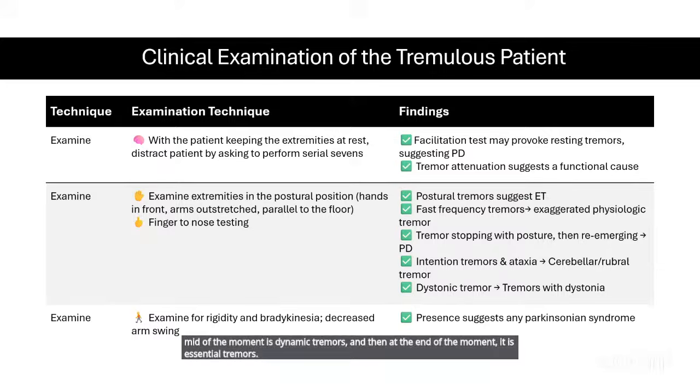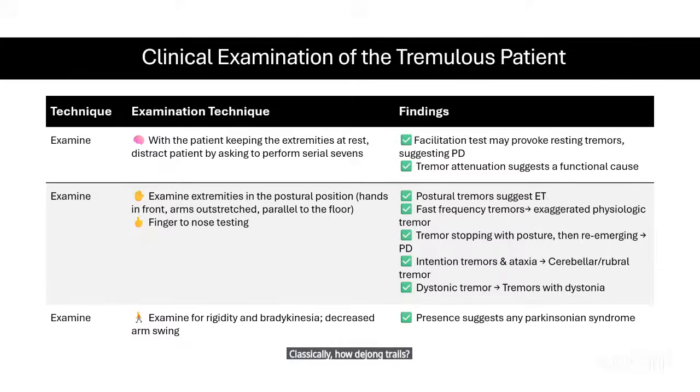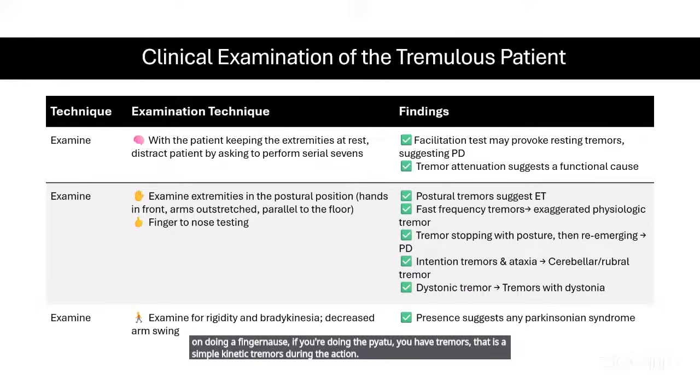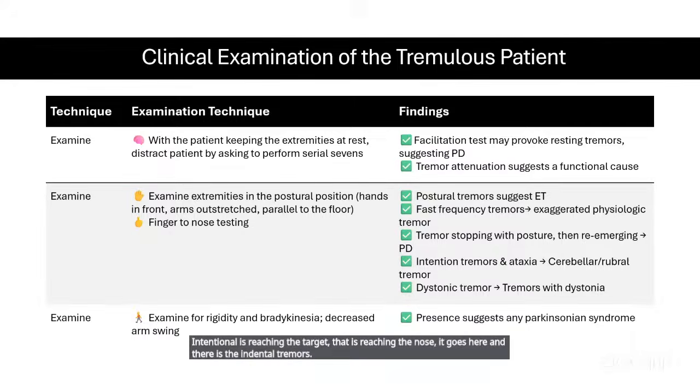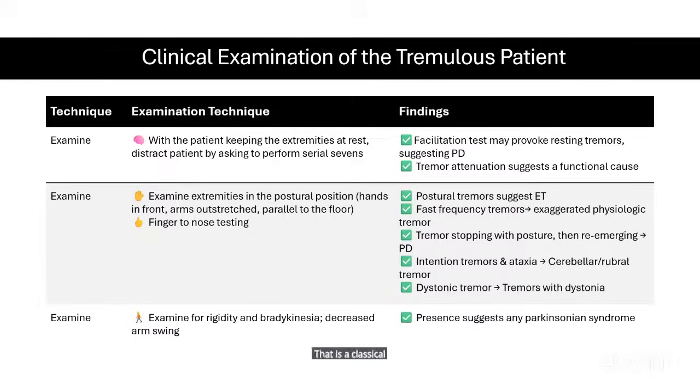Classically, how does De Jong tell simple kinetic and intentional tremors? How to differentiate? These are practical things. Simple kinetic is when you have tremors during the pathway, for example on doing a finger-nose test. If you have tremors during the pathway, that is simple kinetic tremor, a tremor during the action. Intentional is reaching the target, that is reaching the nose. It goes here and there, that is intentional tremor. That is the classical clinical teaching.